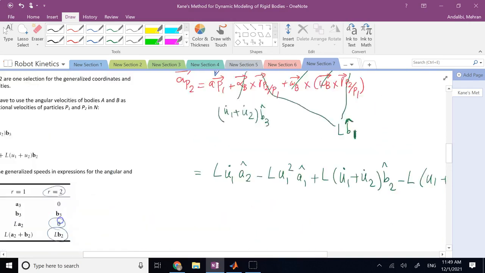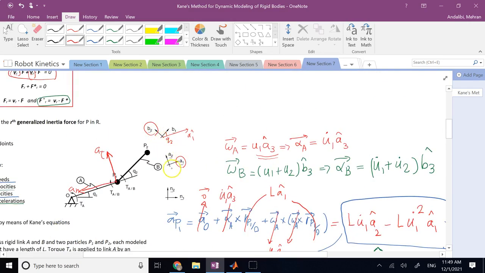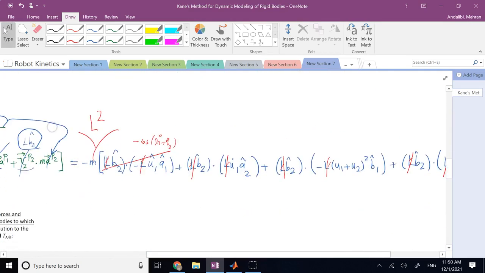Here you have B2 and A2. Clearly B2 and A2, the angle between them is the same as A1 and B1, and that is Q2. So definitely here you will get one more thing here. This U1 will come out as well, and it doesn't have a hat because it's just a speed. So this one is going to be what? It's going to be U1 dot, and then B2A2, as I said, is cosine of Q2.